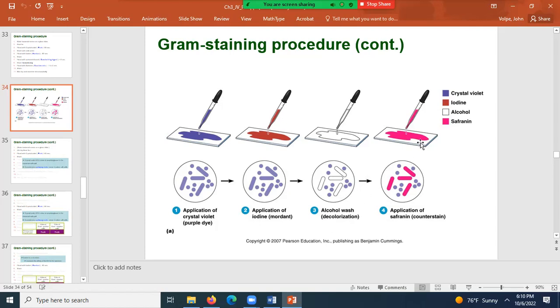And then we stain with safranin, and what it does is it allows us to more easily see the gram-negative cells, because the safranin gets into the gram-negative cells and stains them pinkish or reddish. Any question about the overview?